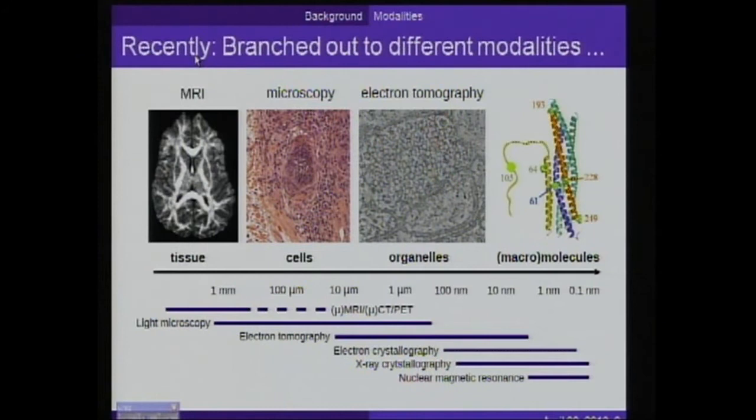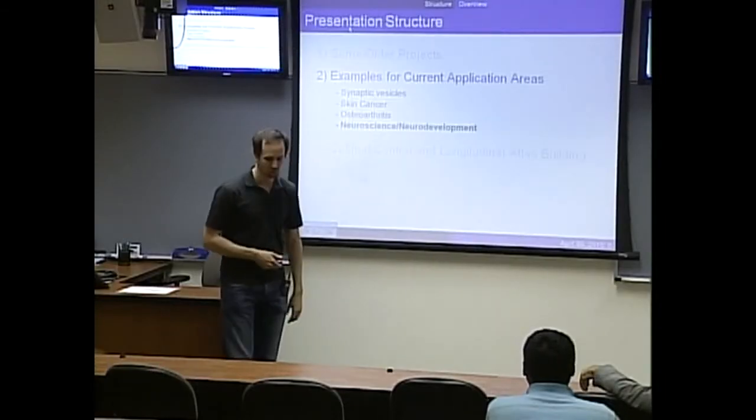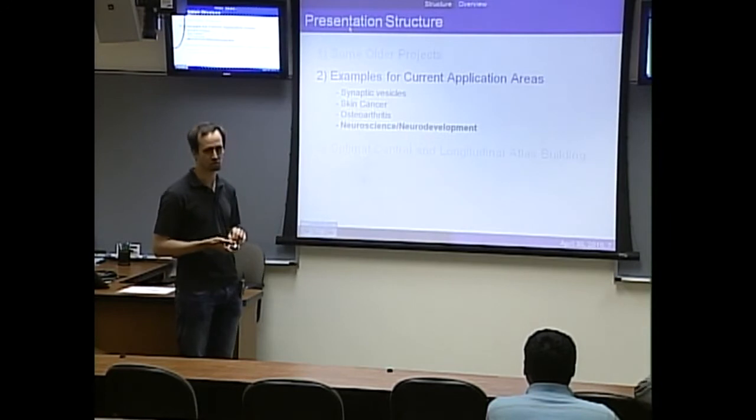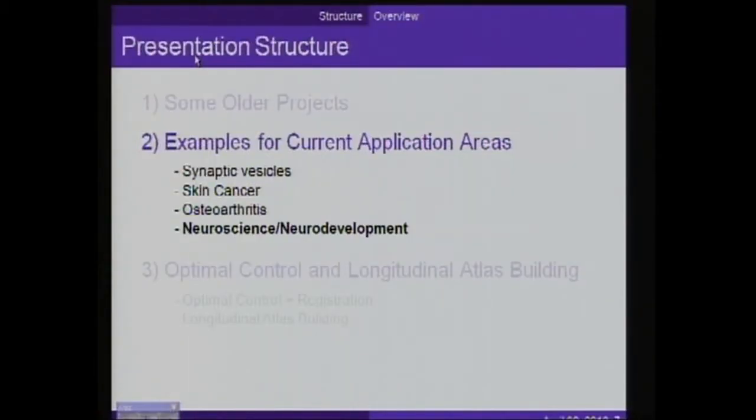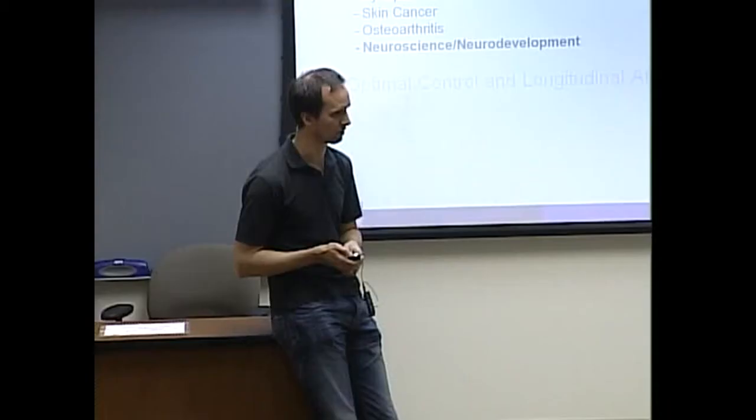So this is an image of vesicles in a synapse in the brain. So from here to here would be 40 nanometers. So very, very high resolution. And what I'm going to do in the next couple of minutes is give you a little bit of a flavor of the kinds of projects I work on with these kinds of modalities, that range from segmentation of synaptic vesicles to skin cancer, which is microscopy, to osteoarthritis, which is magnetic resonance again, and then I'll transition to more applications in neuroscience that will be related to the registration method I'm going to talk about later.